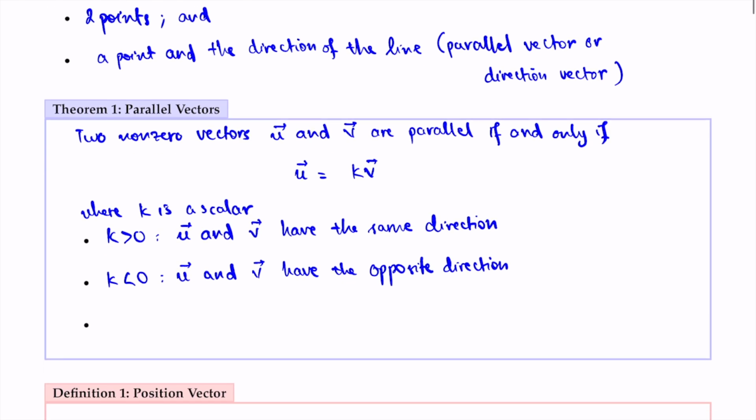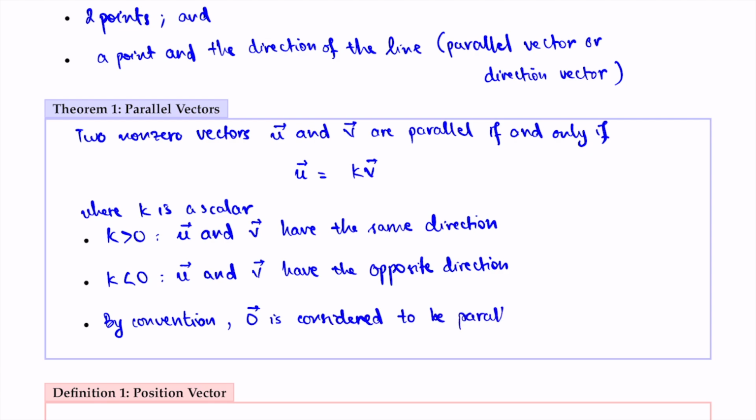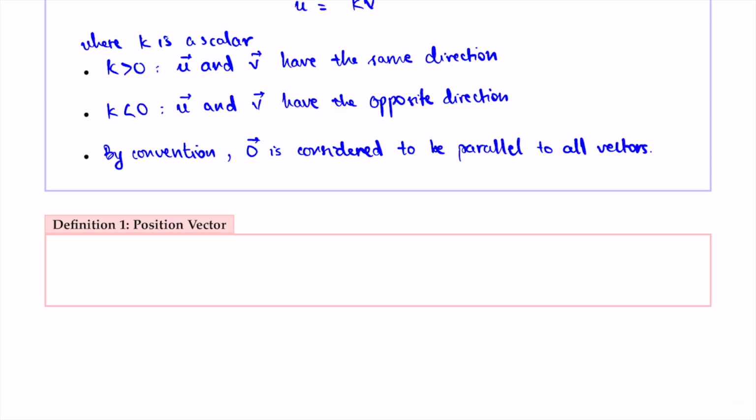And by convention, the zero vector is considered to be parallel to all vectors. Okay, so that is the definition for parallel vectors. Again, two vectors are parallel to one another if one vector is written as a multiple of the other. I want to give you another definition, that is the position vector.